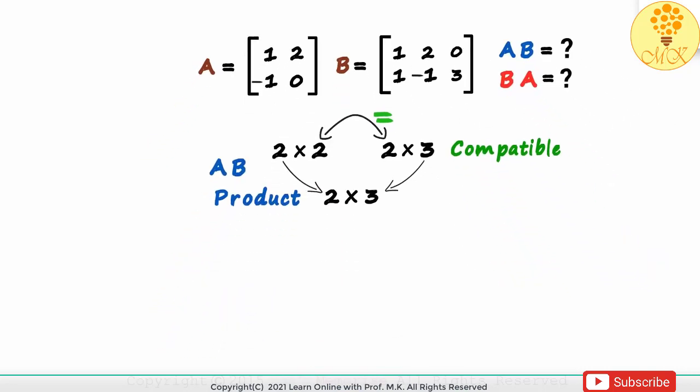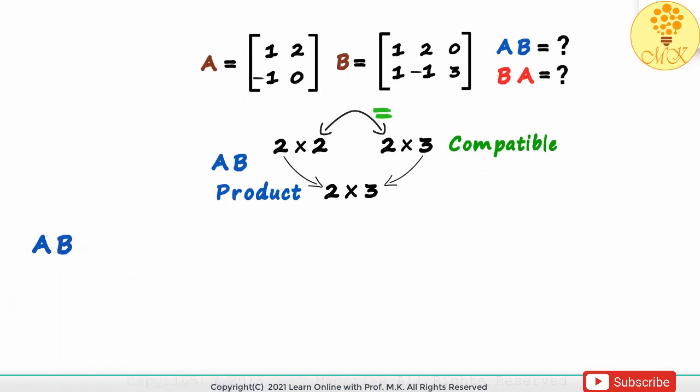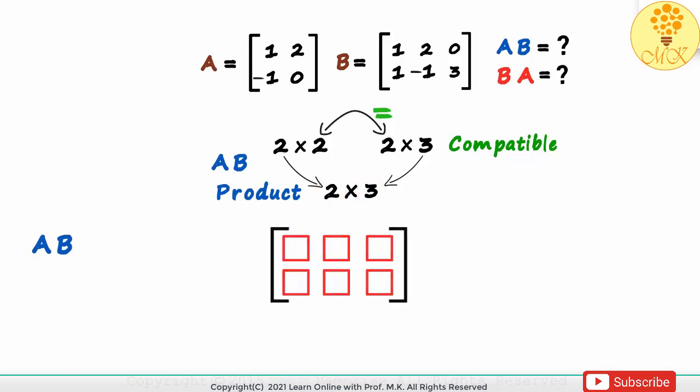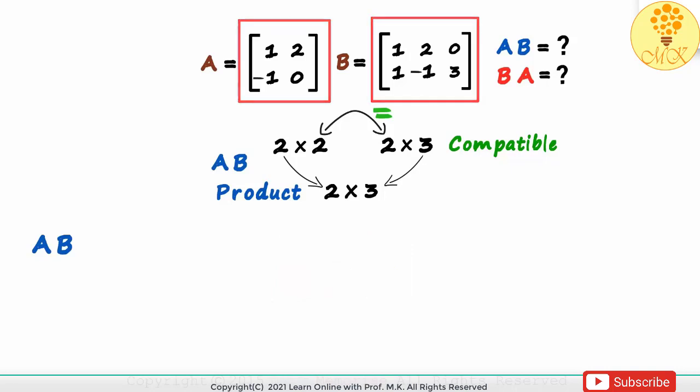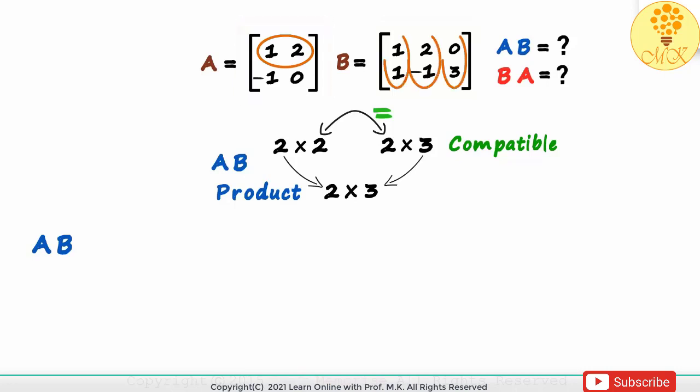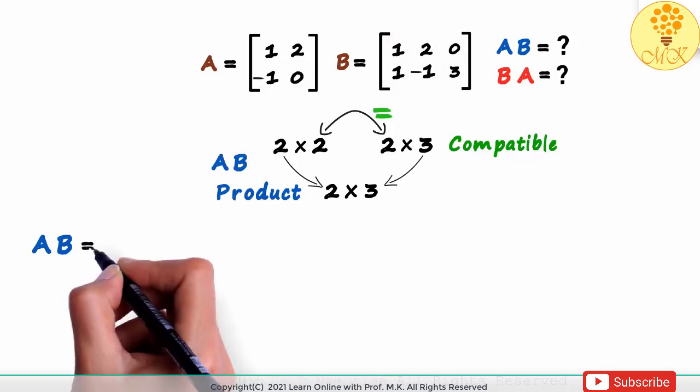We zoom out and find the product AB. We know that its order is 2 by 3, 2 rows and 3 columns. We need to find the elements in these 6 positions. Let me tell you the best way to multiply these two matrices. We take the first row of the first matrix and multiply it with each of the columns of the second matrix one by one. And then we do the same with the second row and so on. Solving it will give us a better idea.